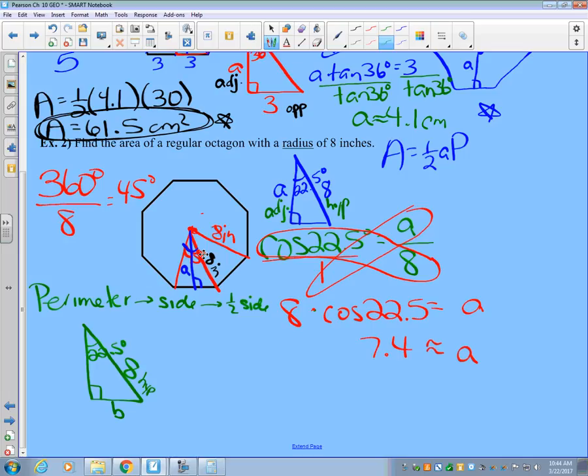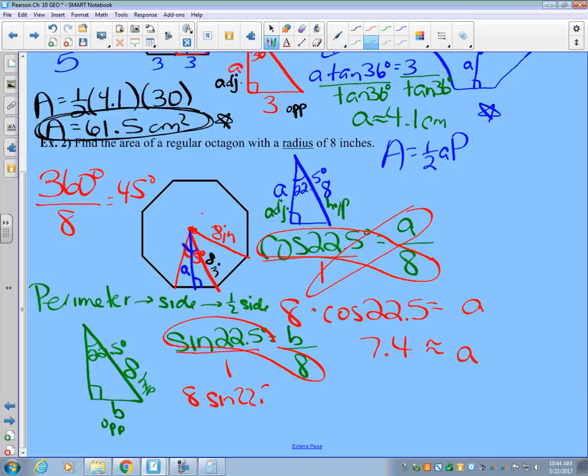So Chi, adjacent or opposite, what's B? Opposite. And then Justin, which trig function uses opposite and hypotenuse? Sine. Yeah. So the sine of 22.5 degrees is opposite over the hypotenuse. We're going to do the same process as we did here. Put it over 1. Cross multiply. 8 times the sine 22.5 equals B.